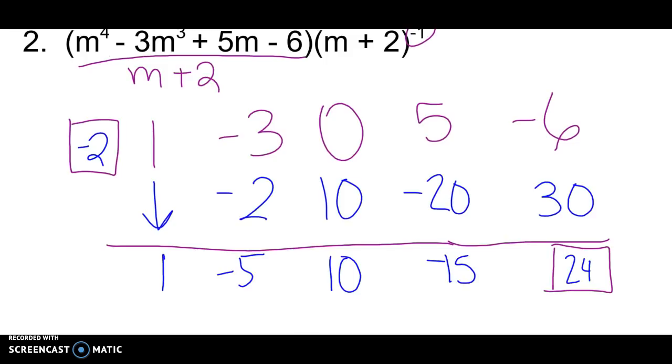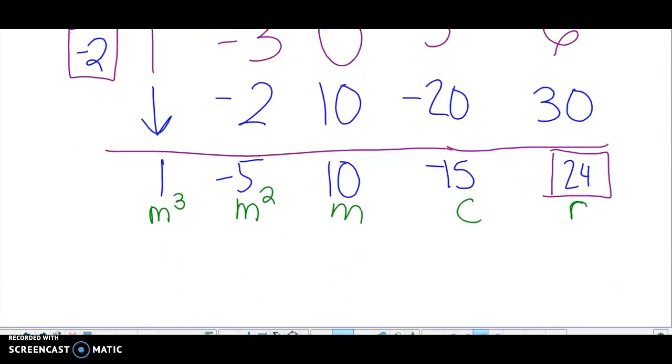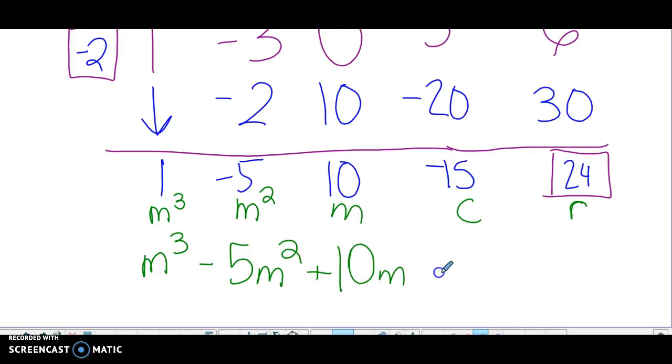So using our order, it goes remainder, constant, m, m squared, m cubed. So you have m cubed minus 5m squared plus 10m minus 15. And then our remainder is 24.